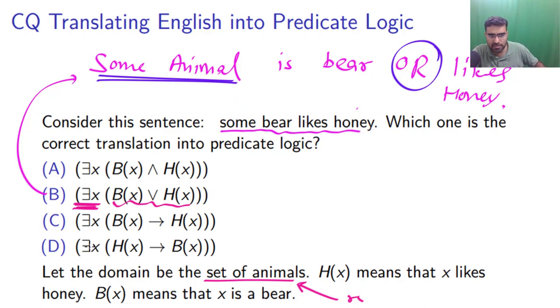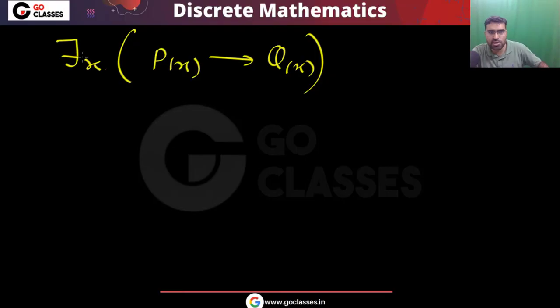Option C, option D. In option C, option D we have an existential quantifier with implication. Whenever you have an existential quantifier with implication, how do you read this? How do you translate this expression into English? The best way, remember this point: alpha implies beta, I can write as alpha negation or beta.